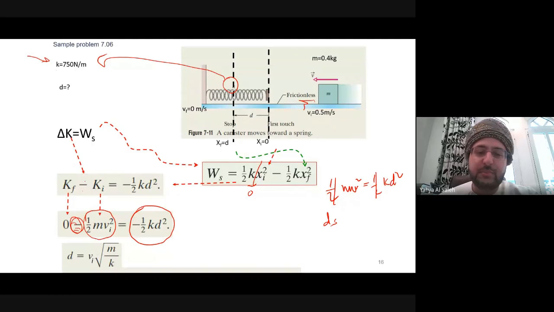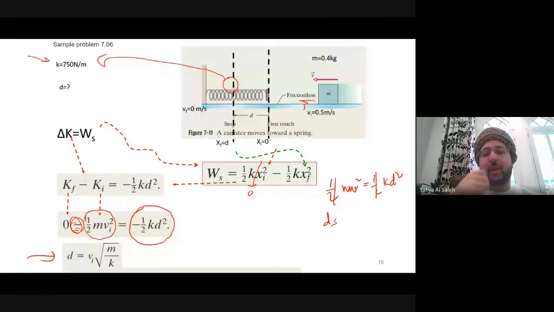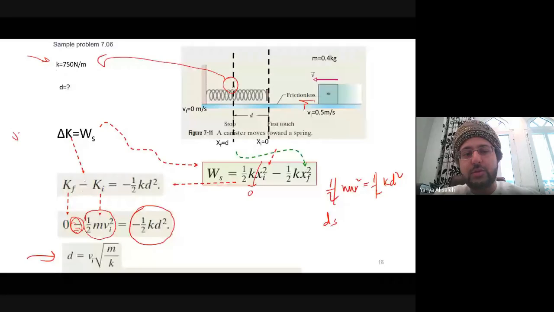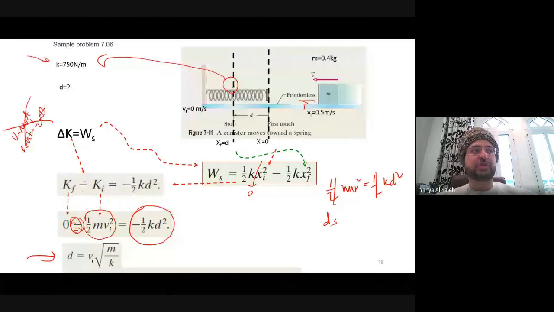So now, just by knowing the mass of the block, the stiffness of the spring, and the initial velocity, you can tell how much it's going to compress. No need for F equals ma, no need for v equals u plus at, s equals ut plus half at squared. You don't need all of these. You just consider, I had this much energy go into the spring, how much is it going to compress? Energy equals energy.